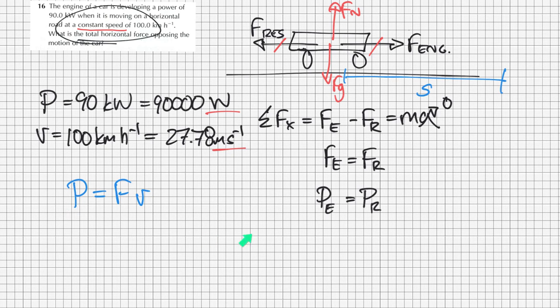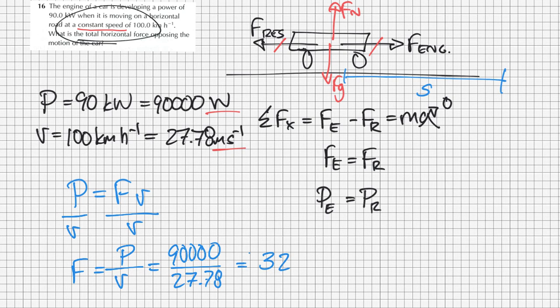We know the power of the engine is equal to the power of the resistance. It's asking what is the total horizontal force opposing the motion. So we're really looking for this resistive force. So power equals force times velocity. In this case, we're just dividing each side by velocity, and we get that the force is going to equal the power divided by the velocity, which again is 90,000 divided by 27.78. And that's going to give me a value of 3,240 newtons.